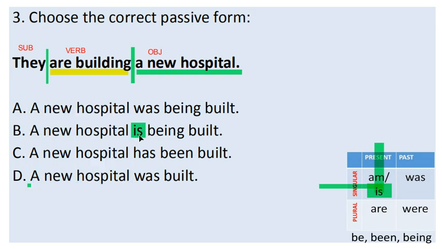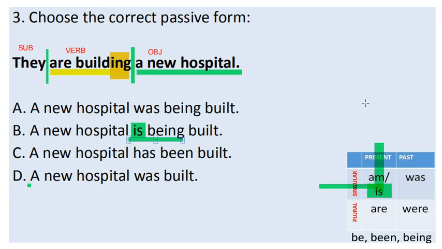But we can explain it further for better understanding. We got a new hospital is. Look at building in the given sentence. It is an ing verb, building. Anytime we have an ing verb in the active voice, you must introduce the verb be, and then put the ing on it, so it becomes being. So we have a new hospital is being.